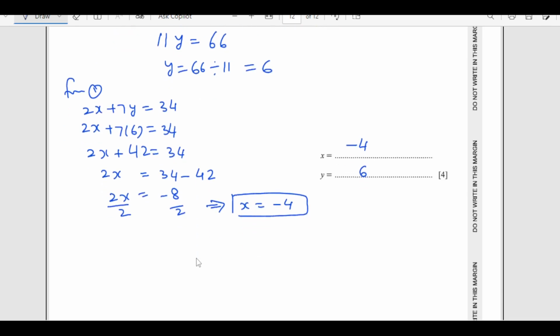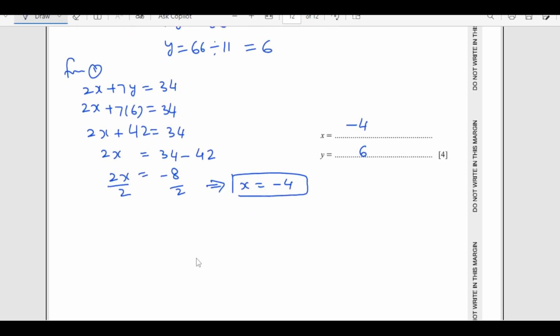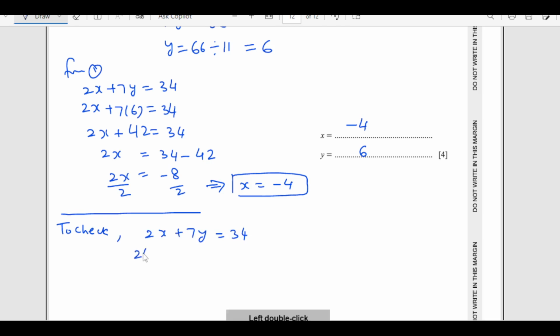If you get time, you can even check these equations. Let me show how you can check whether your answer is correct. From equation 1, 2x plus 7y equals 34, right? In the left hand side we can substitute the values. x is negative 4 and plus 7 into y is 6. So 2 times negative 4 is negative 8, 7 times 6 is 42. So this comes out to be 34, which is equal to the right hand side. So that means our answer is correct.